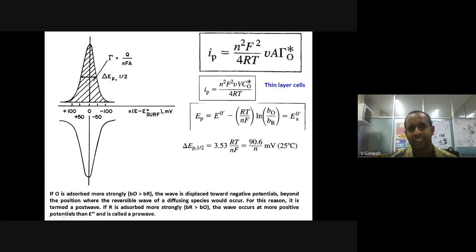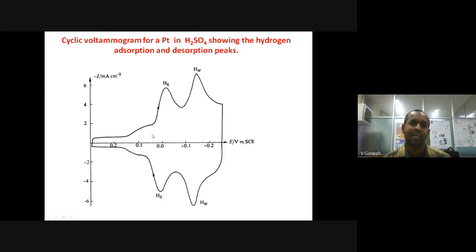By integrating the peak, you would get a value of charge. By measuring the charge, you can determine the surface coverage of the molecule using this formula: lambda is equal to Q by nFA. So that's the kind of advantage one can get. You can determine the surface excess, surface coverage, etc., by looking at the peak current and correlating with this phenomenon. Not only that, you can also assess the cleanliness of the electrode surface.